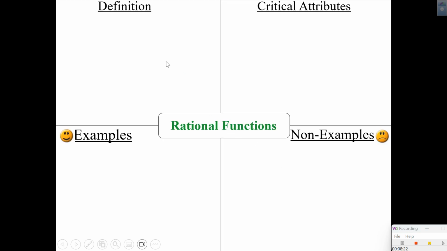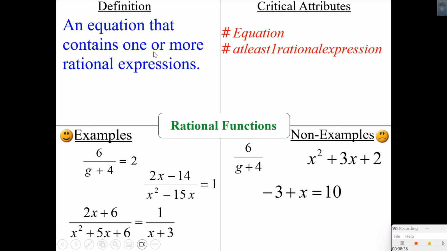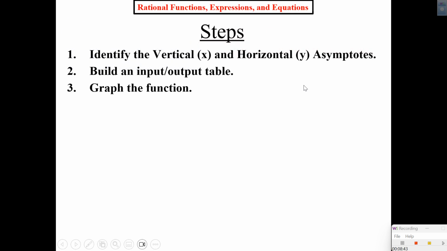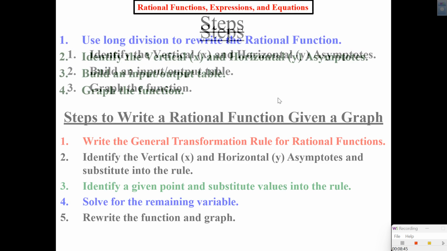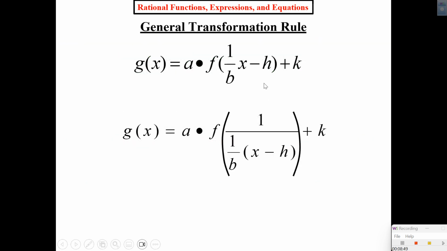Remind your neighbor of the definition for rational functions. Definition. Very good. Functions or equations that contain one or more rational expressions. There they are. We started with simple steps to graph. Then from there we went from graphing to writing. We went from our general rule to our rational rule.